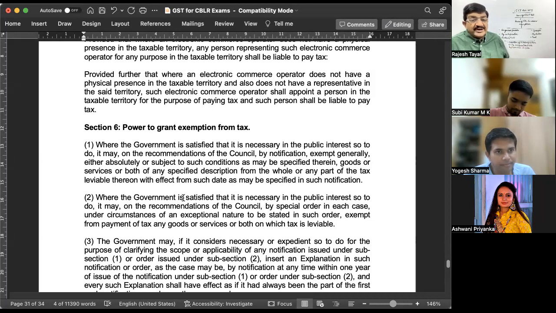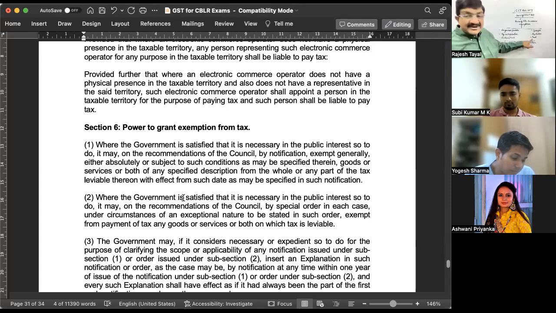Subsection 2 says, where the government is satisfied it is necessary in the public interest so to do, it may, on the recommendation of council by special order in each case, under circumstances of exceptional nature to be stated in the order, exempt from payment of tax goods or services or both. Now, what is the difference in subsection 1 and 2? Here we don't have the concept of partial and full. It is always full. In subsection 1, one more point you can add, it may be conditional, unconditional, and here it is always unconditional.